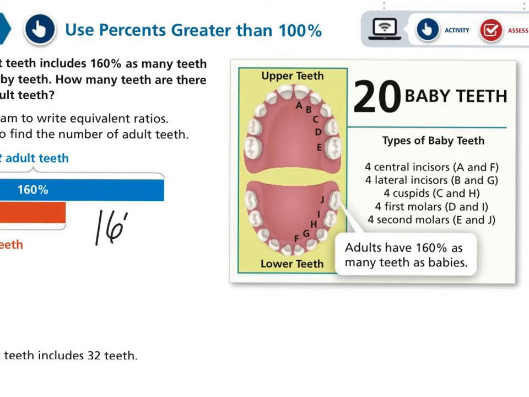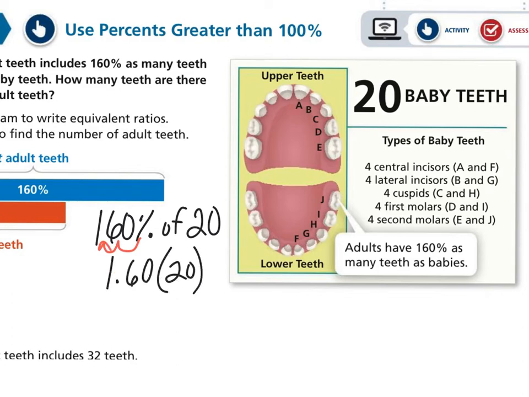So one way you could do this is figure out 160% of 20. So if you move your decimal 2 spots here, it's 1.6 or 1.60. Anytime you have over 100%, you're going to have a number before the decimal point, and when you multiply that out, you'll get 32. So that's 32 adult teeth.